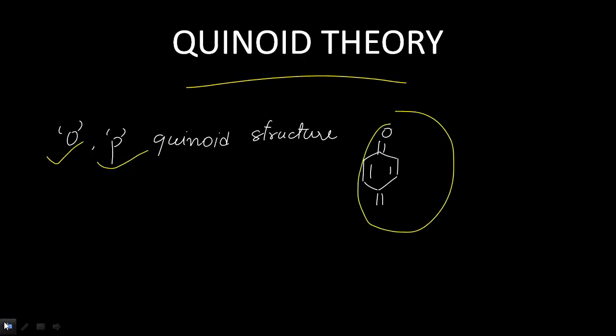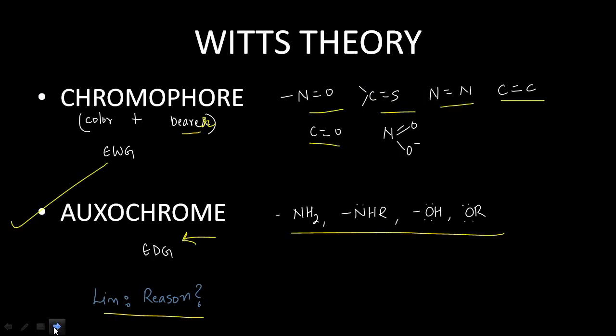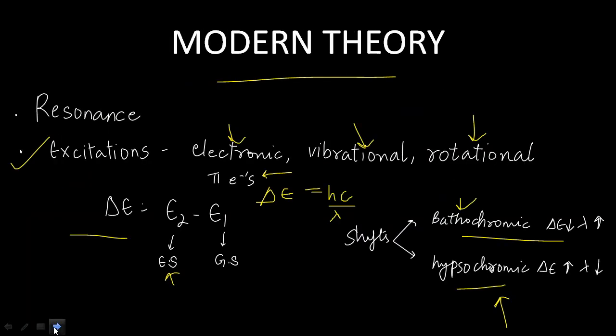So in this video lecture we discussed three theories: Witt's theory about auxochromes and chromophores, Quinoid theory, and the modern theory. Modern theory kind of sums up everything.